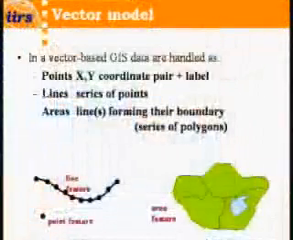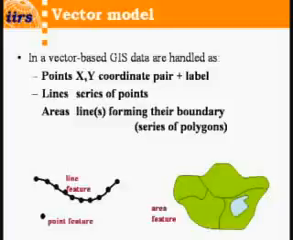Now the same thing is in the point, you have an XY coordinate pair plus label. Line is nothing but a series of points, and area is also a series of points, lines forming their boundary, and a series of polygons. So you will have all the polygons which are closed.